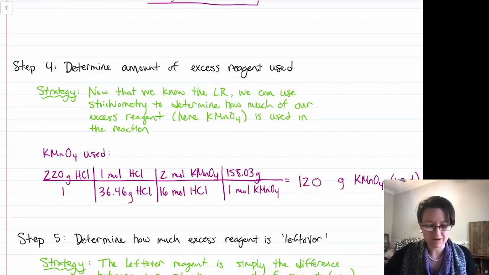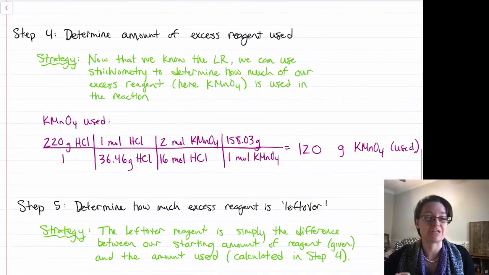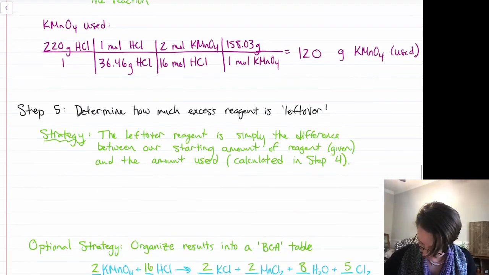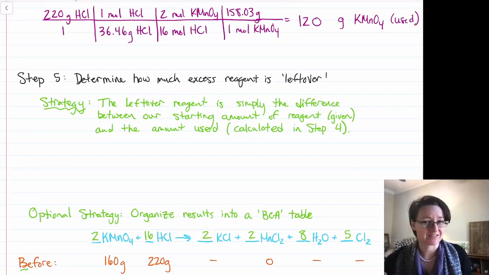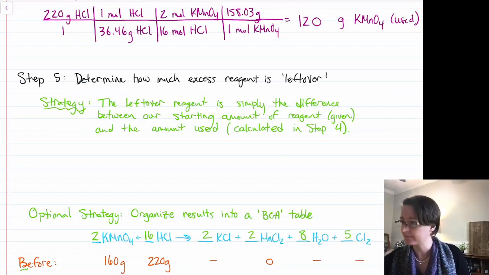However, we're not asked how much of the excess reagent is actually used. We're asked how much of it is left over. And so our strategy to finish off this question is going to be to subtract and obtain the difference between the starting amount of reagent, which was given to us in the problem statement, versus the amount that we used, which we just calculated in the previous step.